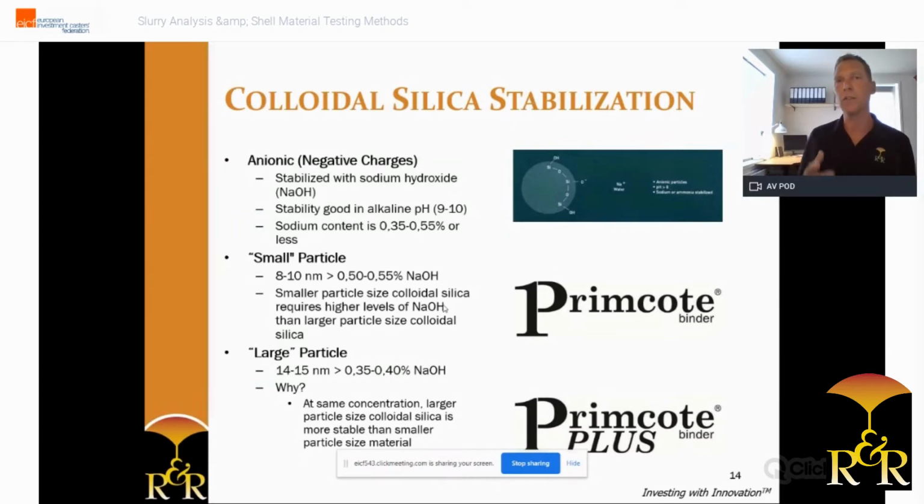So R&R used this knowledge to improve slurry life performance, although our Prime Cut binder, which is considered a small particle, was already performing really well. We developed Prime Cut Plus, which is a large particle binder, and that showed improved slurry life, even when it is used in combination with, for example, a cobalt aluminate nucleator.